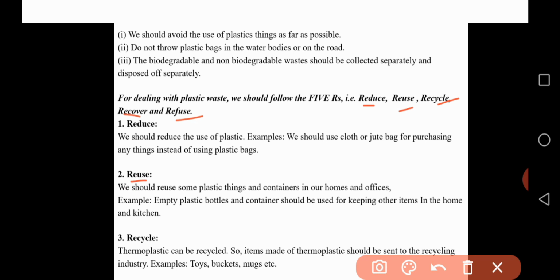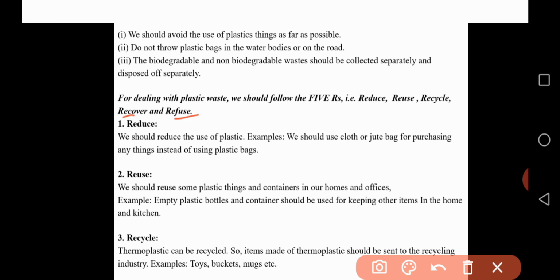Similarly, one more is recycle. Recycle means thermoplastics can be recycled. Thermosetting plastics we cannot recycle. Items made of thermoplastic should be sent to recycling industries. Examples of recycled materials are toys, buckets, mugs, and so on. Similarly, two more R's are there: recover and refuse.